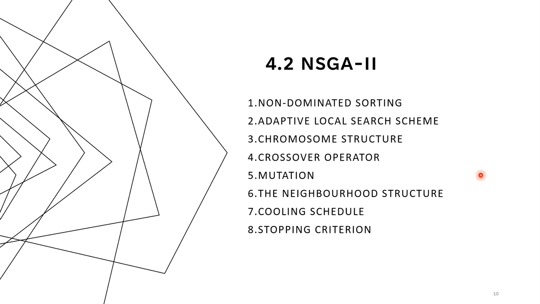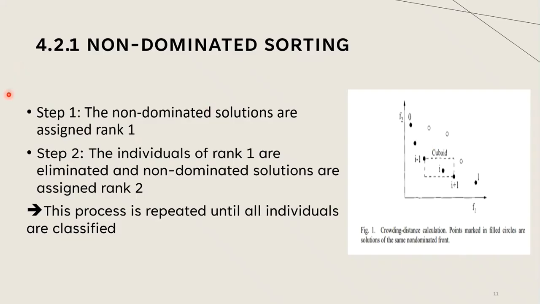Now we come to the NSGA2 section. NSGA2 is one of the multi-objective algorithms that exhibit high performance and has been widely applied in various disciplines. The algorithm makes use of the fast non-dominated sorting approach to select good solutions and eliminate bad solutions from the population. Next slide, we come to non-dominated sorting.